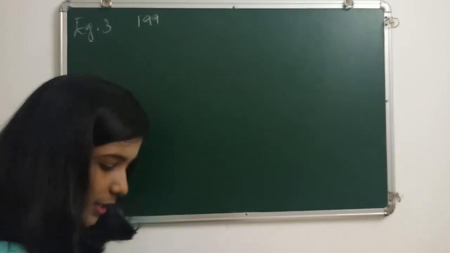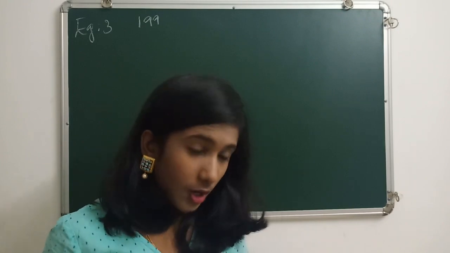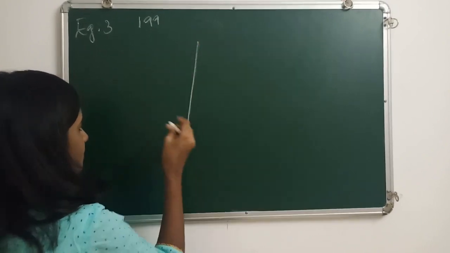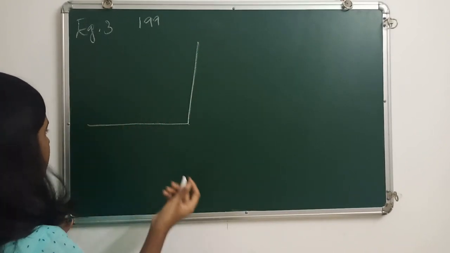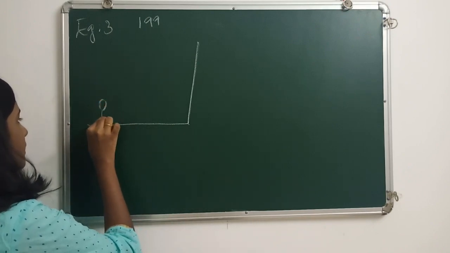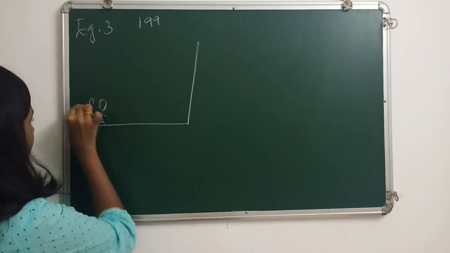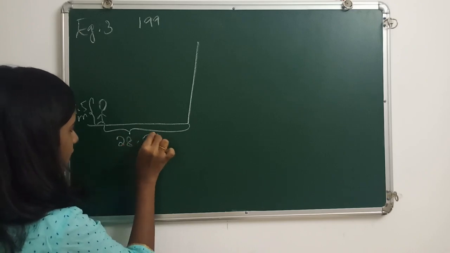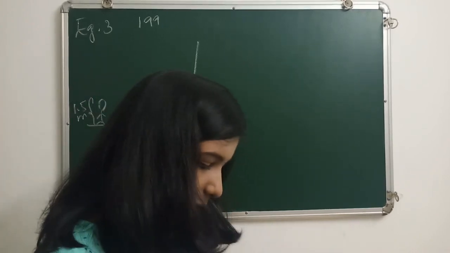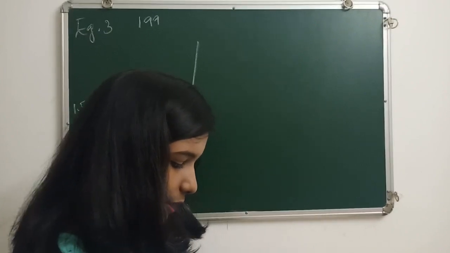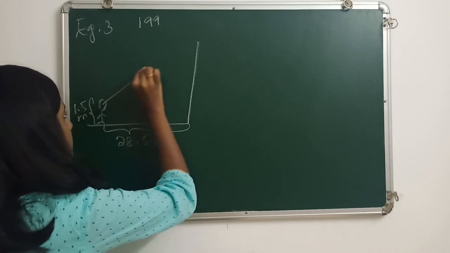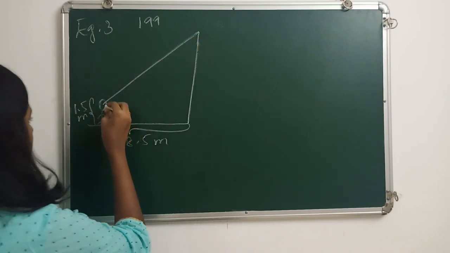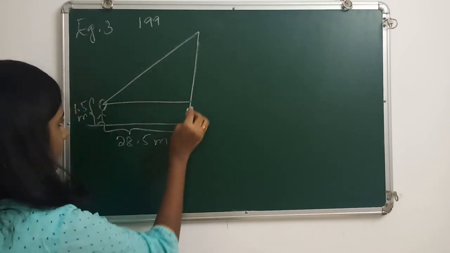Now, the question is, an observer 1.5 meter tall is 28.5 meter away from a chimney. Let us take this line as the chimney and this we can consider as ground. An observer of 1.5 meter is at a distance of 28.5 meter from the chimney, and the angle of elevation of the top of the chimney from her eyes is 45 degree. Now this is the angle of line of sight, and this is the horizontal line.